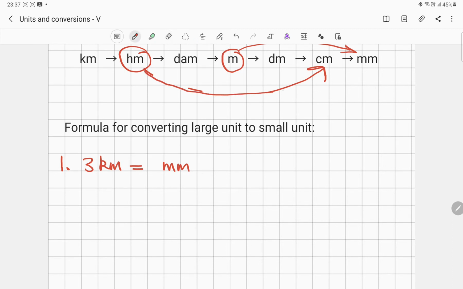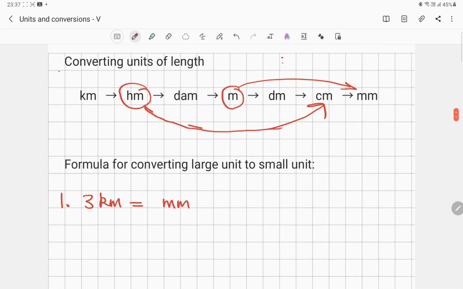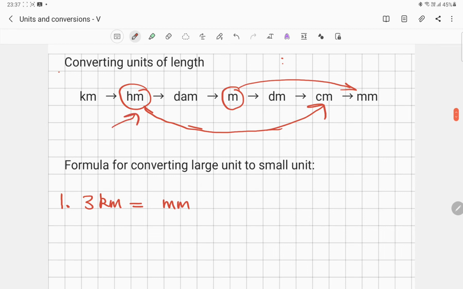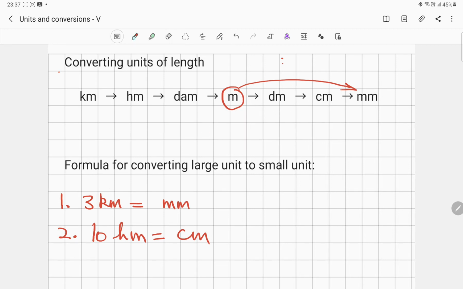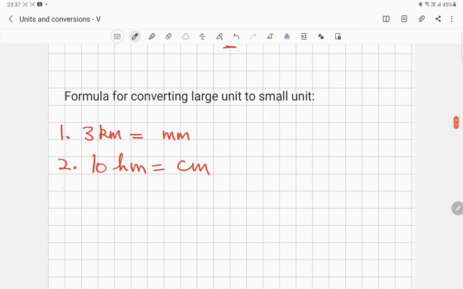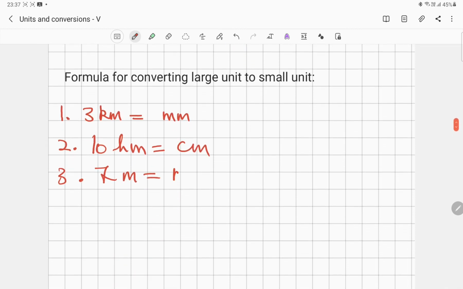Okay, now let us take another example. Let us this time convert a hectometer into centimeters. So the second example we are going to do is, let us convert 10 hectometers into centimeters, right? And let's take another example, which is the third and the last example that we are going to do. Let us try to convert meter into millimeters. And let's take the third example here, which is, let's try to convert 7 meters into millimeters. And now we are going to use the last method that we learned.